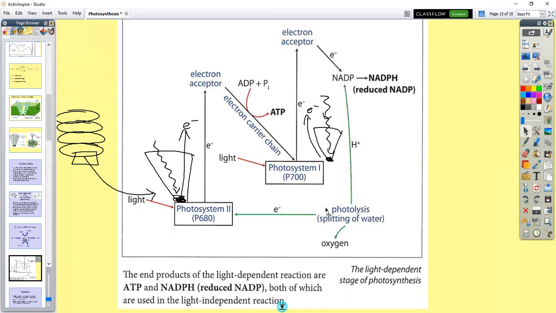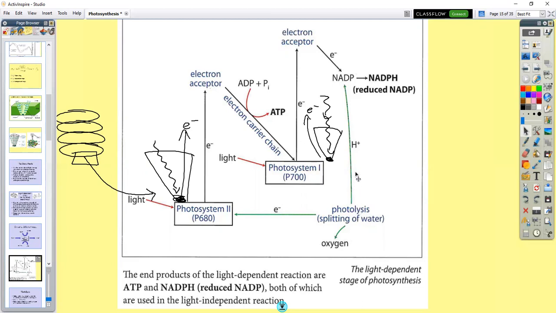Okay, so we talk about water coming in through the roots. It's broken down, and we call that the photolysis of water, into hydrogens and oxygen. The oxygen is given off as that byproduct and released out through the stomata.